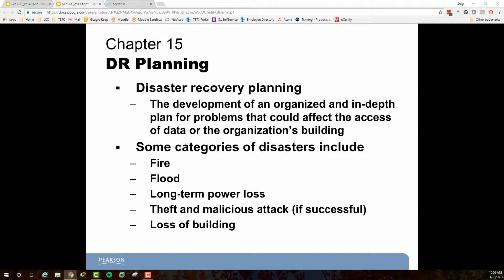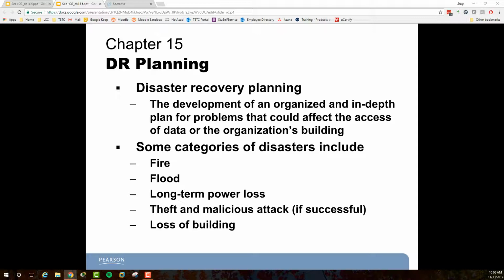So for fire, we need some sort of fire suppression system if a fire does break out. For flooding, we don't put our equipment in a place that's likely to be flooded, like we don't put it in the basement, and we don't put our server in the closet where we house all our janitorial supplies and our big sinks for mopping, although many people do, and y'all all know how I feel about that. Long-term power loss would be your backup generator or maybe your redundant site.